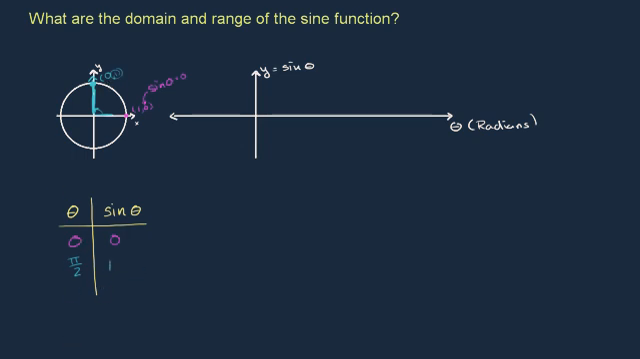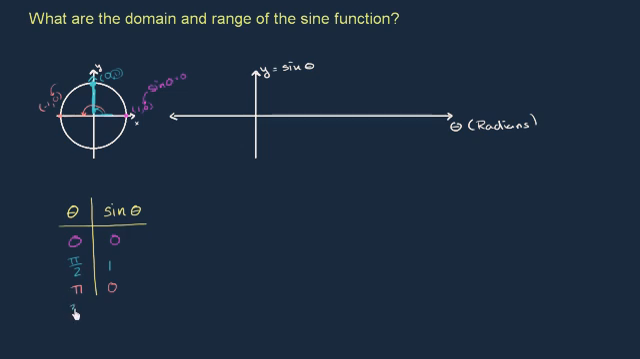Let's keep going, and you might see a little pattern here. We're just going more and more around the circle. So let's think about what happens when theta is equal to pi. When theta is equal to pi, what is sine of pi? Well, we intersect the unit circle right over there. That coordinate is (-1, 0). Sine is the y coordinate, so sine of pi is 0.